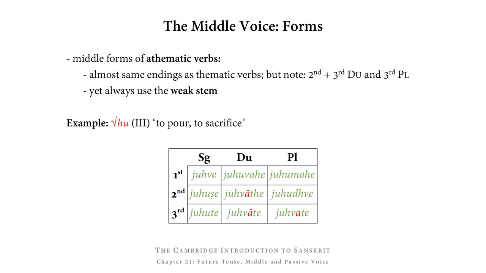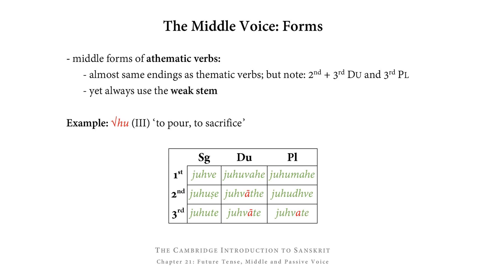Let's look at one more middle paradigm, this time of an athematic verb. Now, athematic verbs in the middle use almost the same endings as thematic verbs. Note there's small differences in second and third dual and third plural, but we'll come to these in a second. And in the middle, athematic verbs always use the weak stem. In the active, we have the strong stem in the singular and the weak stem in the dual and plural. In the middle, it's the weak stem throughout the paradigm in singular, dual, and plural.